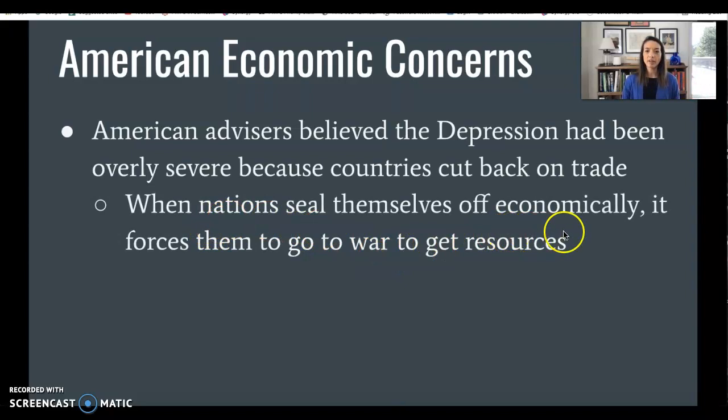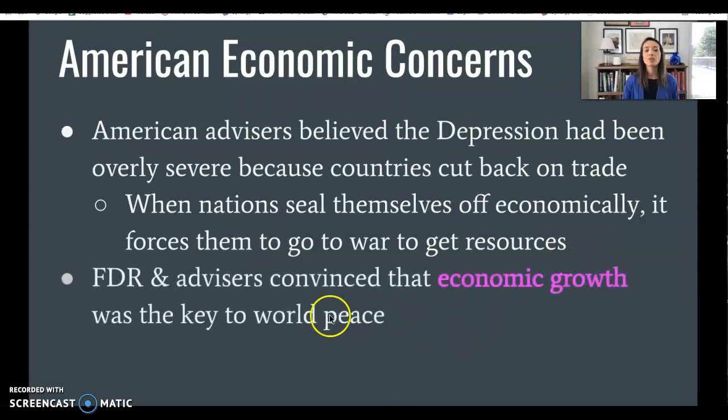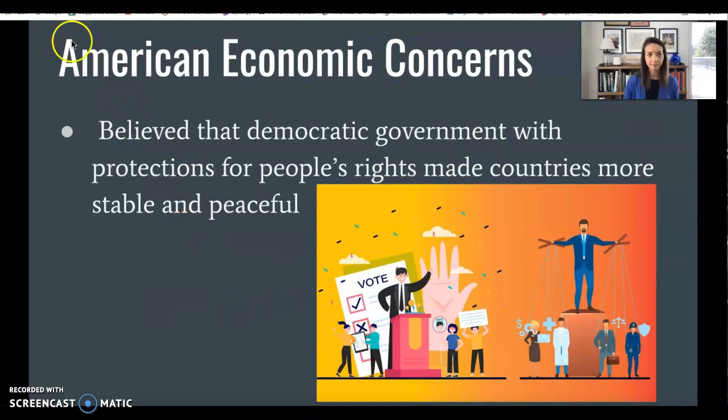When nations seal themselves off economically, it forces them to go to war to get resources. So all of this is what the American advisors to the president believed and what they told the president. Okay, so once again, we're providing context for what America believed, what the American president believed, and some of the reasons for their decisions. So FDR, who was president of the United States for a long time, and his advisors were convinced that economic growth, so manufacturing items, selling those items, making money off of those items, was the key to world peace.